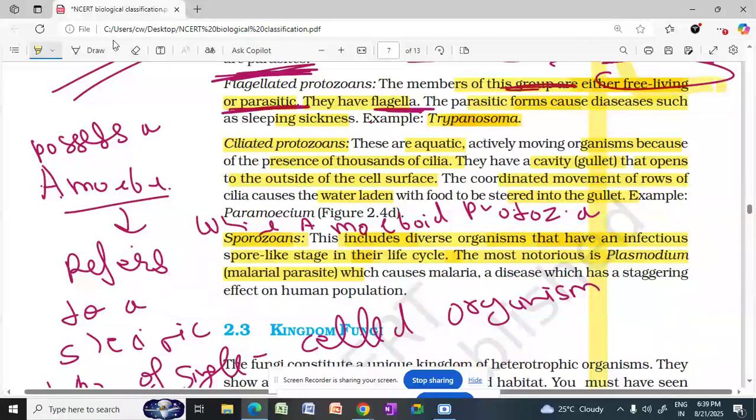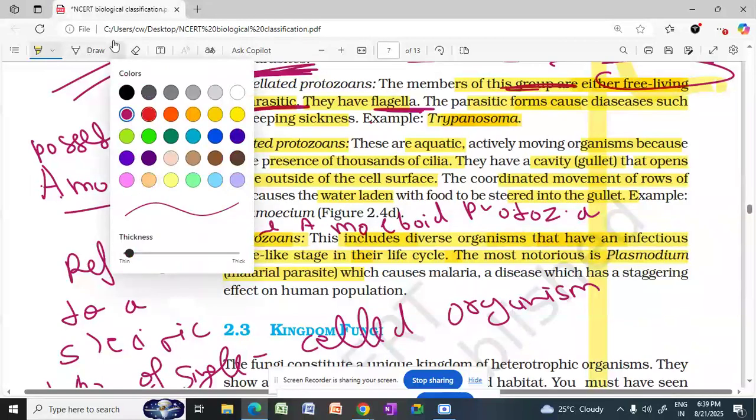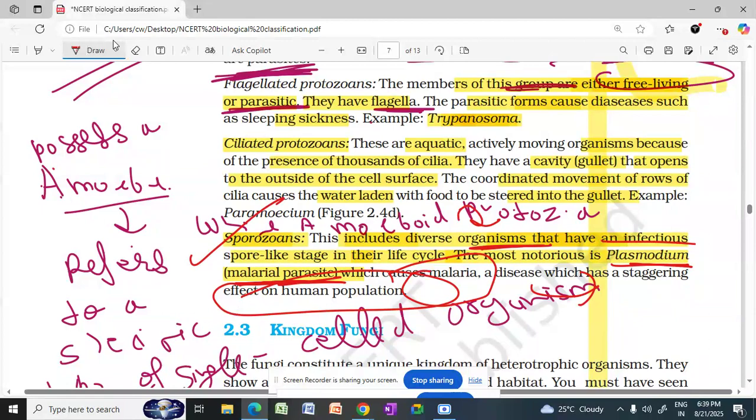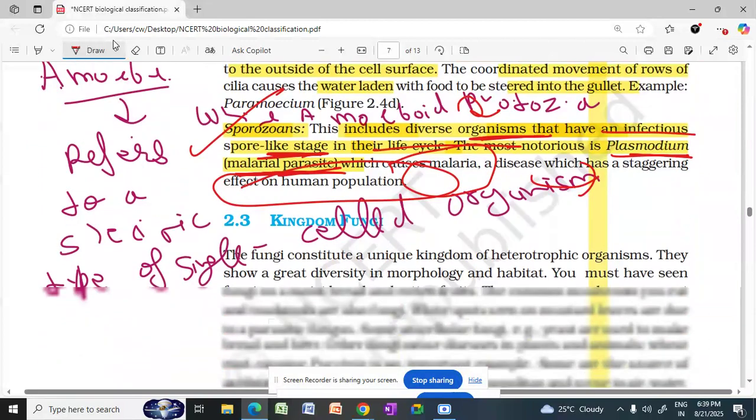Example is what? Plasmodium. Plasmodium is a malarial parasite. It causes malaria, and it has an effect on the human population. So sporozoans include diverse organisms that have the infectious spore-like stage in their life cycle. Example is Plasmodium.